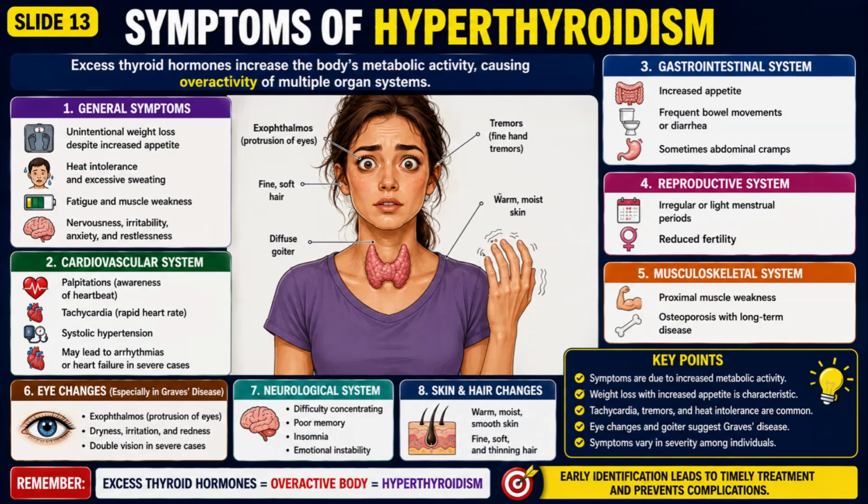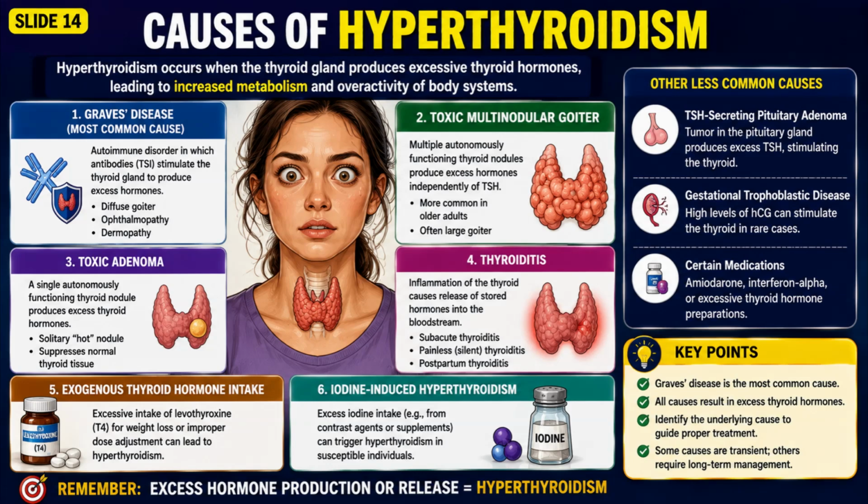In Graves' disease, patients may develop characteristic eye changes known as exophthalmos, where the eyes appear prominent or protruding. An enlarged thyroid gland, known as a goiter, may also be present. Hypothyroidism occurs when the thyroid gland produces excessive amounts of thyroid hormones, resulting in an increased metabolic rate and overactivity of various body systems. The most common cause of hypothyroidism is Graves' disease, an autoimmune disorder in which antibodies stimulate the thyroid gland to produce excess thyroid hormones.